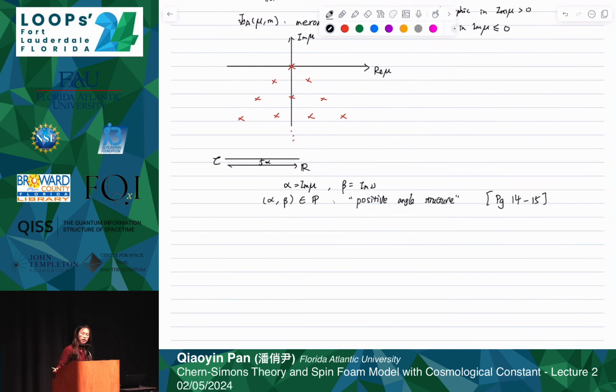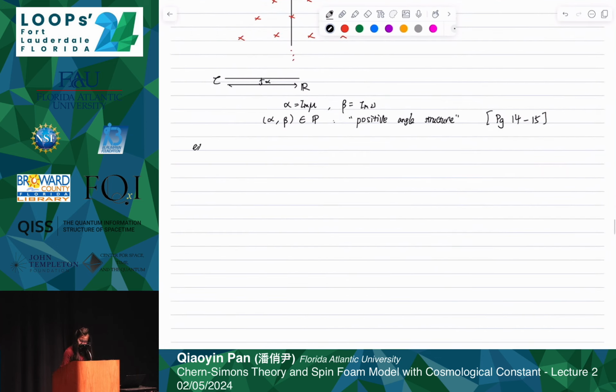How much time do I have left? 4 minutes. Then let's do a 4 minute exercise. Now I have 20 ideal tetrahedra. I want to glue them together to form the boundary of the gamma 5 graph complement of a 3-sphere.